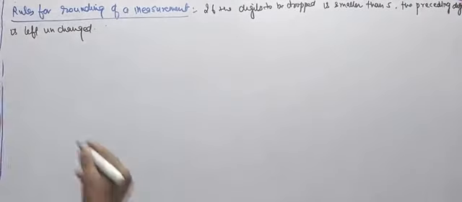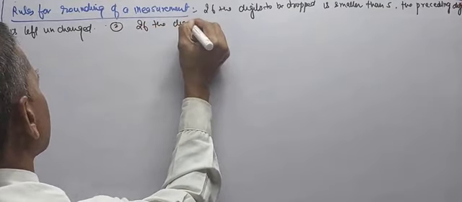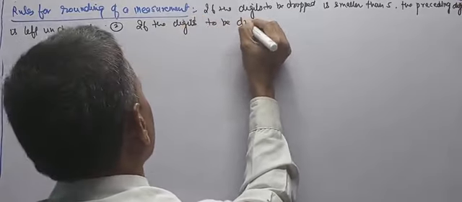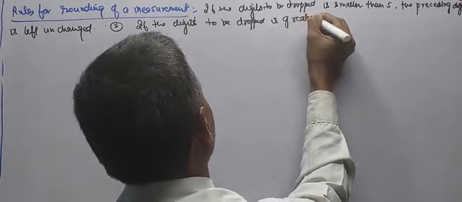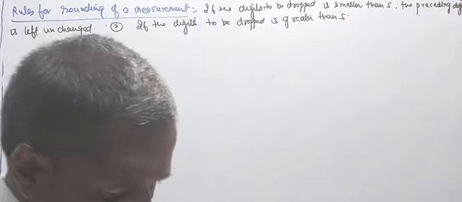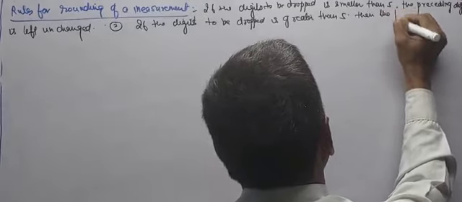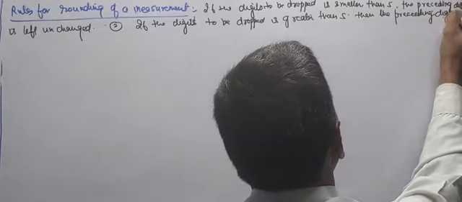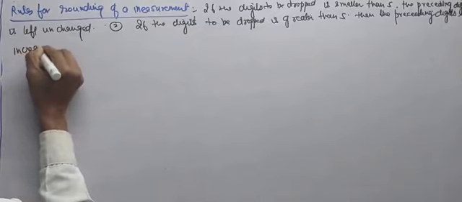If the digit to be dropped is greater than 5, then the preceding digit is increased by 1.